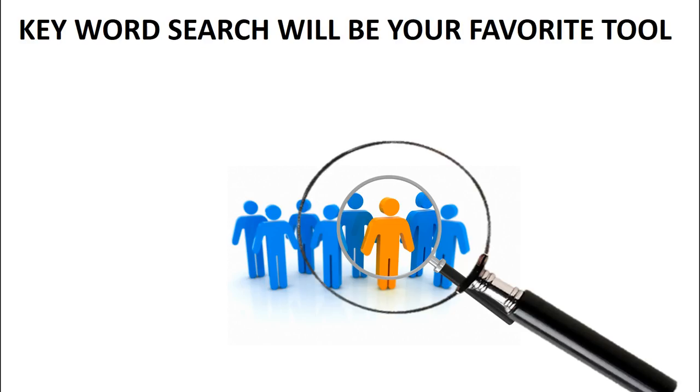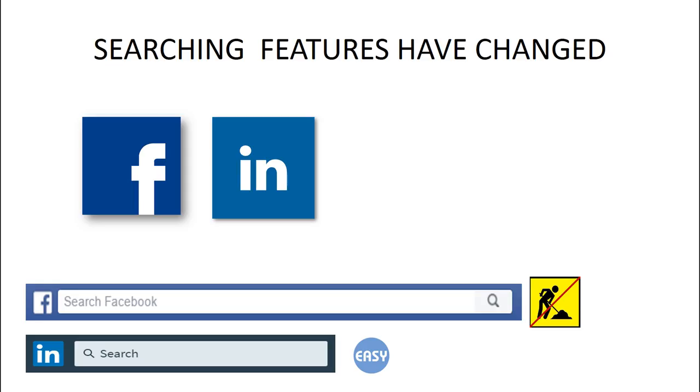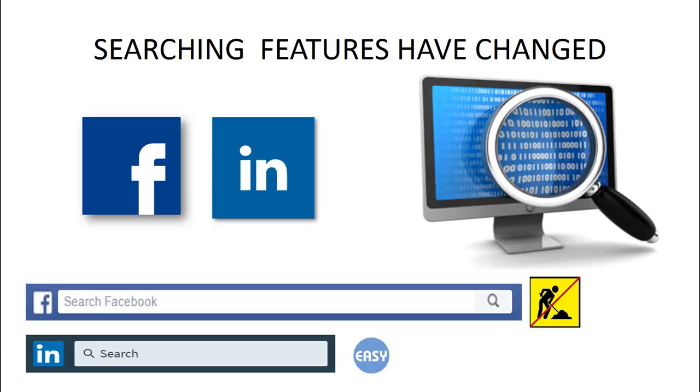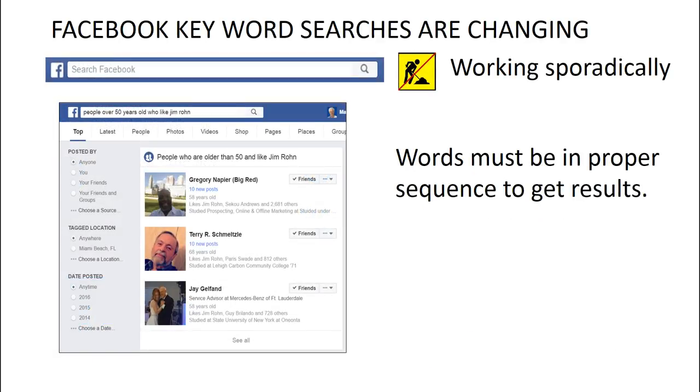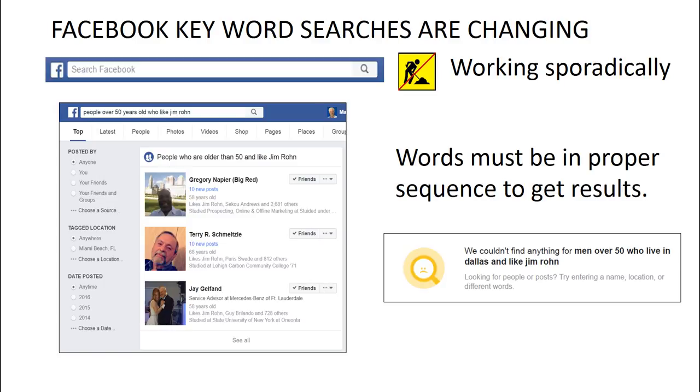The keyword searching feature is going to be your favorite tool. Unfortunately, the searching feature on Facebook is kind of broken, and it only works part of the time. The LinkedIn search is easy. The new searching icon on LinkedIn changes the game, but it doesn't work as well as it used to. Words must be in proper sequence to get results. So if you do a search for people over 50 years old who like Jim Rohn, you're going to get results.